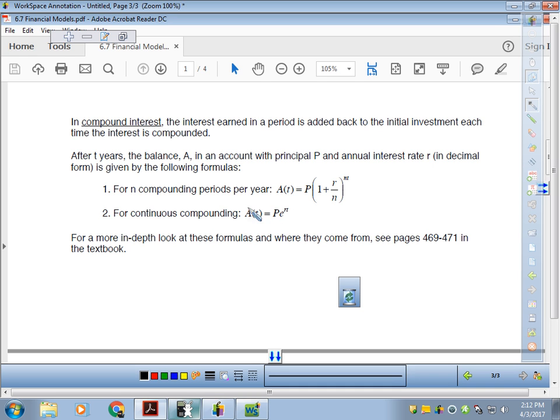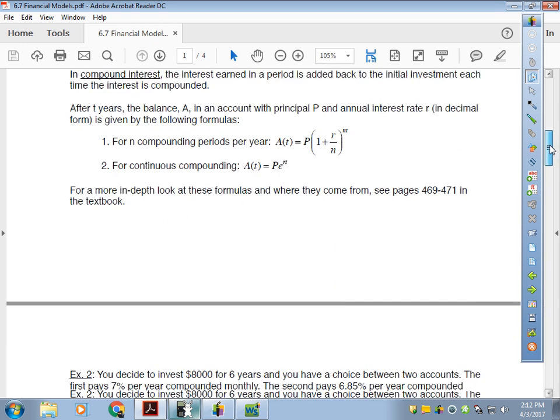Again, A of t is your amount after a certain period of time. P is your principal, your initial investment. E is the natural base number that we learned about in 6.3 and talked about again in 6.4 and 6.5. Okay, e is that special number. R is your interest rate as a decimal. T is time in years. If you want a more in-depth look at these formulas and where they come from, you can look in the book. There are some references for it there. Okay.